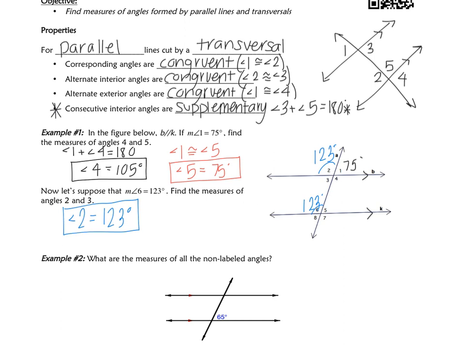Or I can see the fact that angle 6 plus angle 3 is going to equal 180 degrees because they are those consecutive interior angles. Either way, you'll get angle 3 to equal 57 degrees. Hopefully you see your mistake if you had one, and know there's many different ways to solve this.